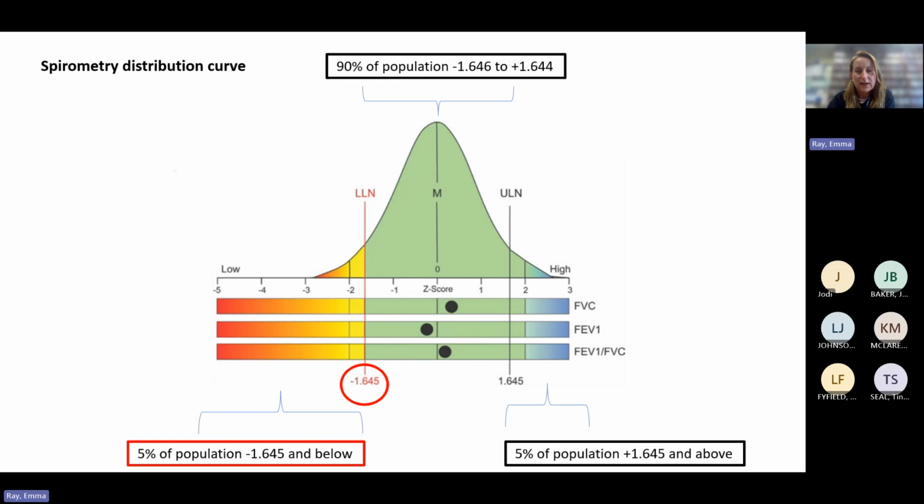So hopefully most patients will sit within the green area, so they'll have normal lung function for their height, gender and age, but some will sit below and some will sit above the limits of normal. So that's what we're looking for when we're interpreting spirometry. It's quite hard to explain that, but once you've got your head round it, it does make interpreting spirometry a bit easier.